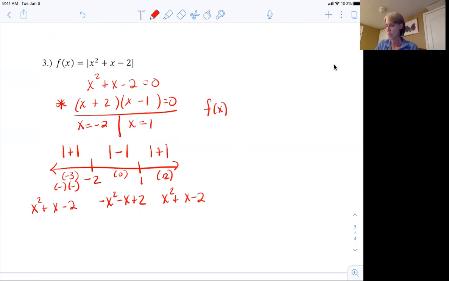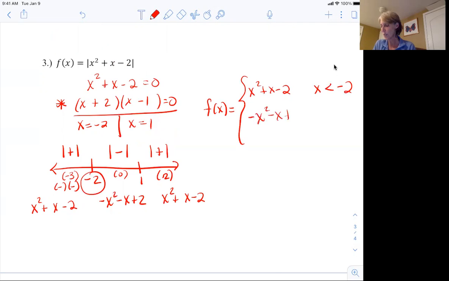And now we just write x squared plus x minus 2 when x is less than negative 2, negative x squared minus x plus 2. Now this is for the x values negative 2 less than x less than 1. That's this in between section here. And then we plug into x squared plus x minus 2 for all x values greater than 1.